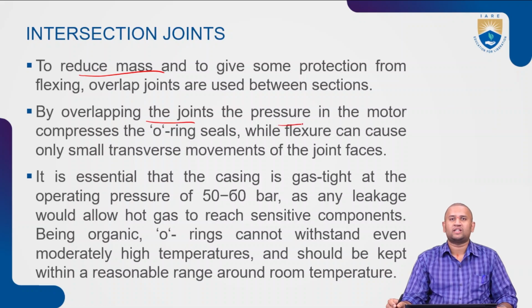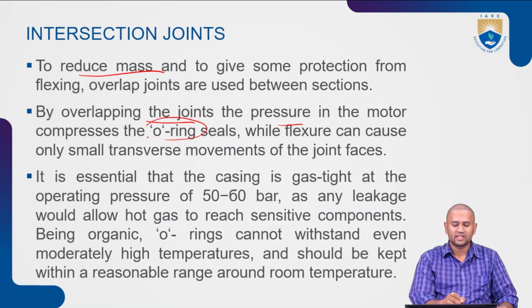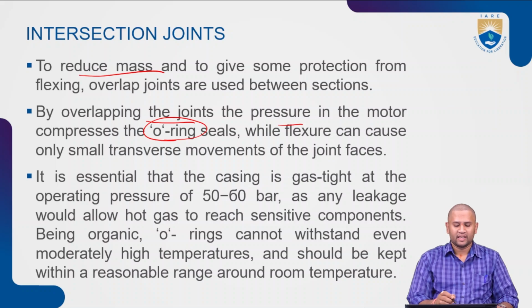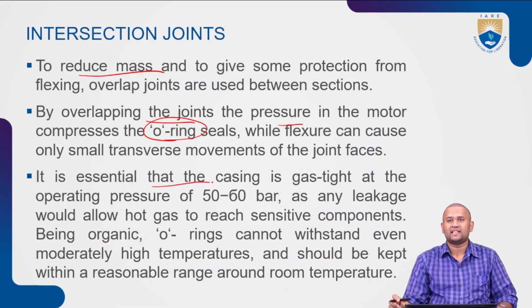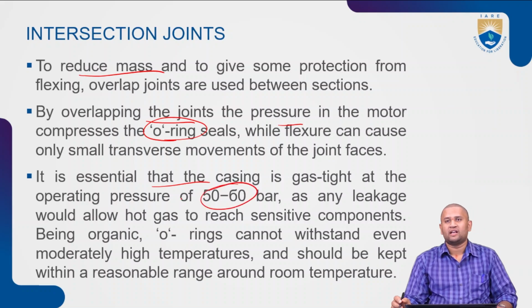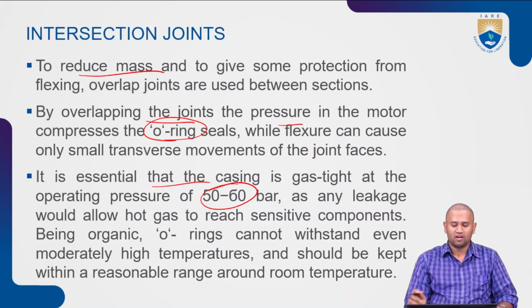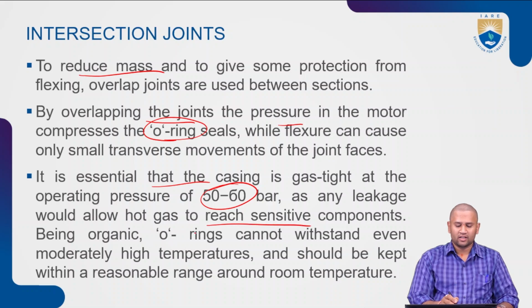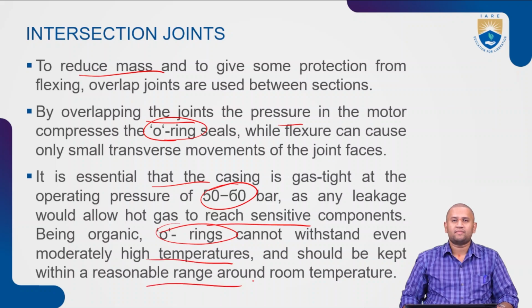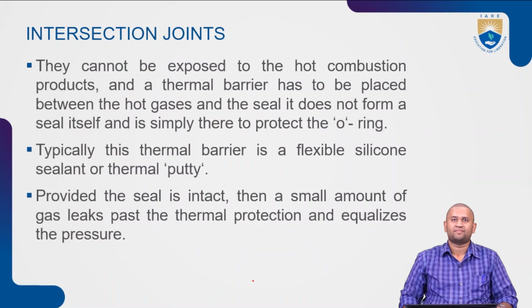The pressure in the motor compresses these O-ring seals, while flexure can cause small transverse movements in the joint faces. It is essential that the casing is gas tight at an operating pressure of 50 to 60 bar, as any leakage would allow hot gases to reach sensitive components. Being organic, O-rings cannot withstand even moderately high temperatures and should be kept within a reasonable range around room temperature.